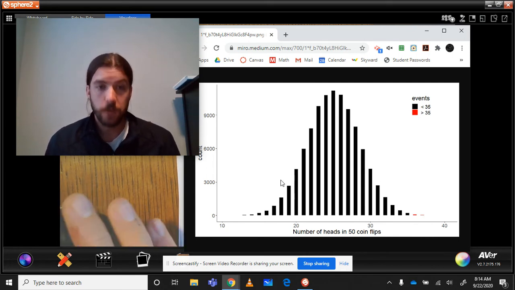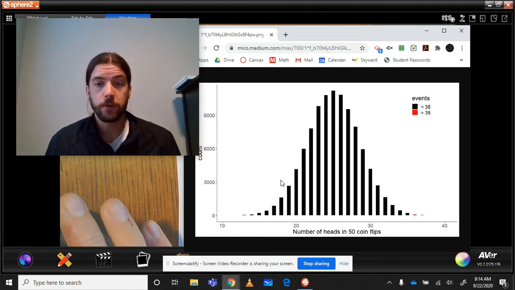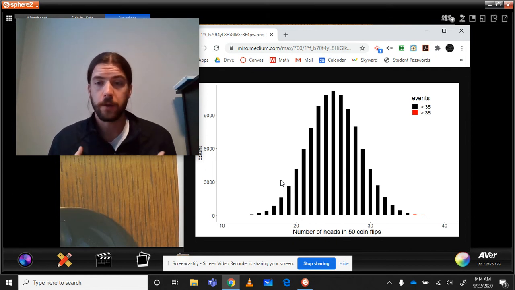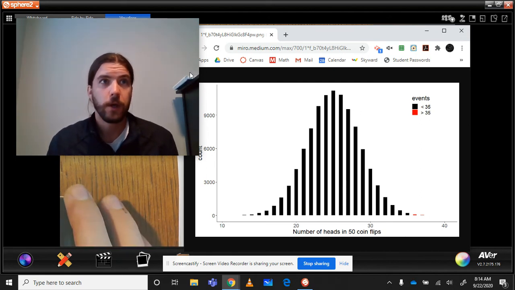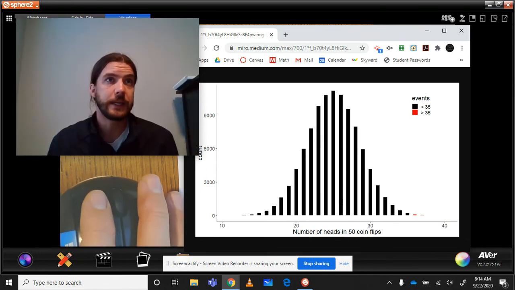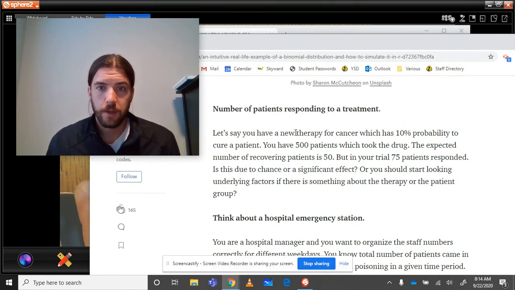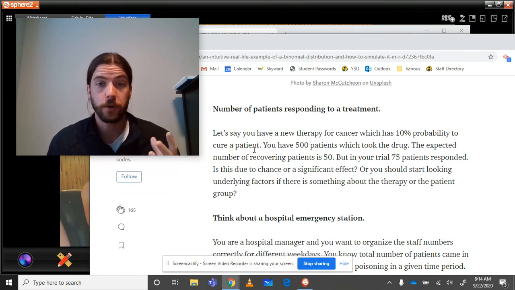And in science, we tend not to know everything so well that we can really predict exact outcomes. What we really know a lot of the times are probabilities. We have kind of estimates for what we think is going to happen. We have a model. So for example, in a cancer treatment, let's say you have a new therapy for cancer and you think it has a 10% probability to cure a patient. So that's your assumption, a 10% chance of curing a patient.